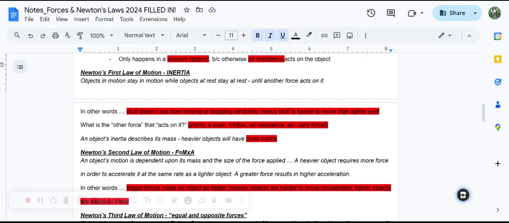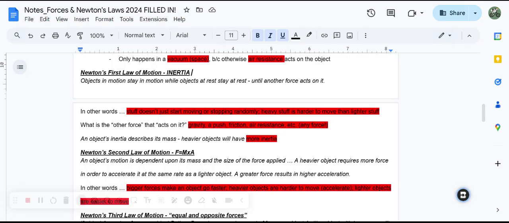Heavy stuff is harder to move than lighter stuff. Heavy stuff is also harder to stop moving than lighter stuff. Right? Think about somebody throwing a bowling ball at you rather than a tennis ball, right? So the other forces that might act on it could be gravity. It could be somebody pushing or throwing it. It could be friction, air resistance. Really, any force could be the thing that starts or stops the motion.